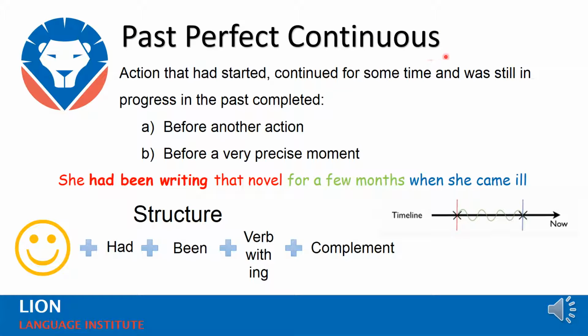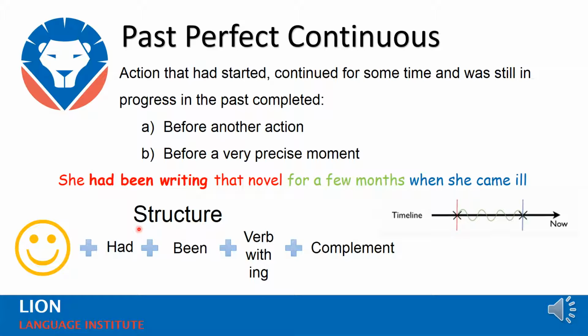Past perfect continuous. We use past perfect continuous to talk about an action that has started, continues for some time, and was still in progress in the past, completed either before another action or before a very precise moment. Here we have an example. She had been writing that novel for a few months when she became ill. So, she had been writing that novel for a few months when she became ill.